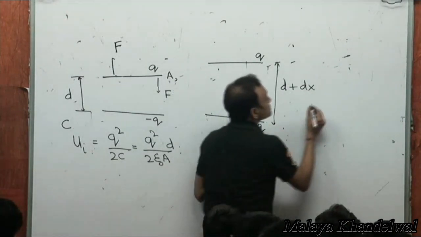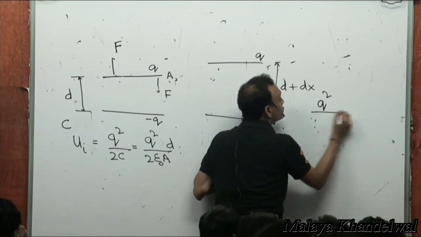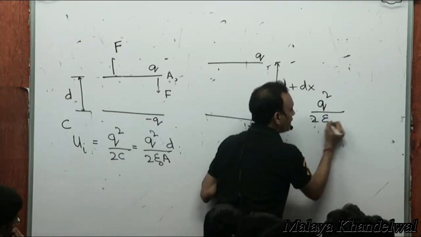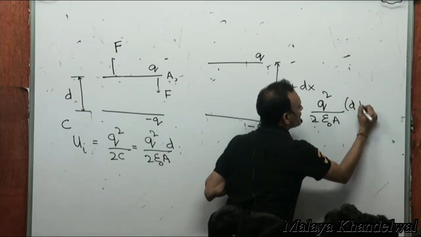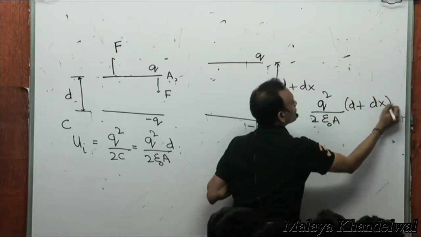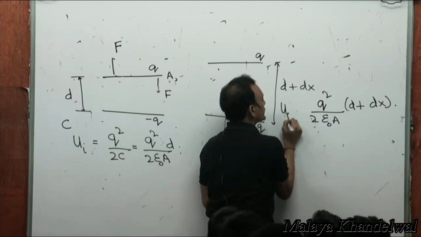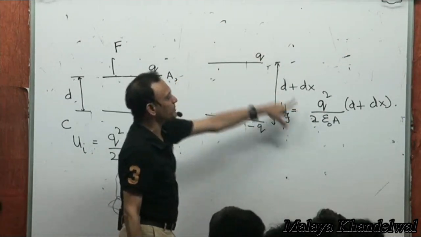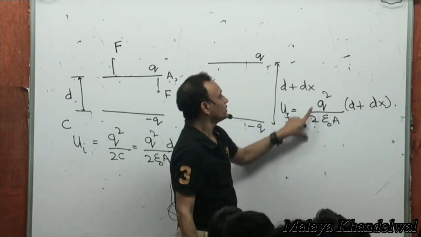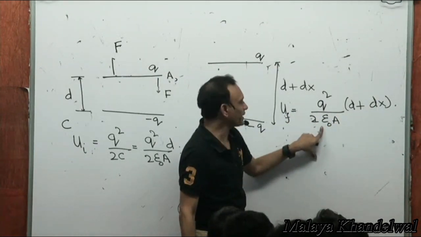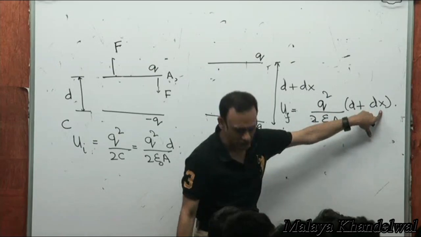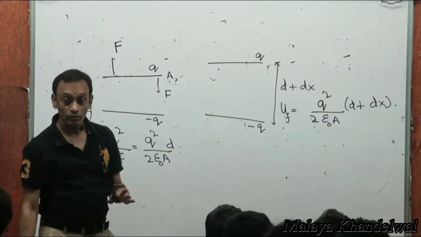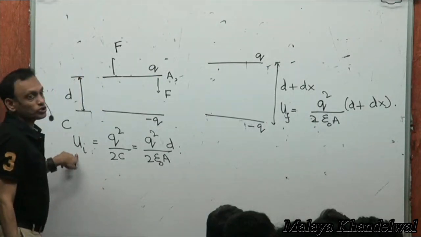What is the new capacitance? The potential energy is Q squared by 2C. C is epsilon naught A divided by d plus dx. That's the new potential energy. On applying a force F, the separation increases by an amount dx, then Q squared by 2C, where C becomes epsilon naught A by the new separation d plus dx. That's the new potential energy, and this was the original potential energy.